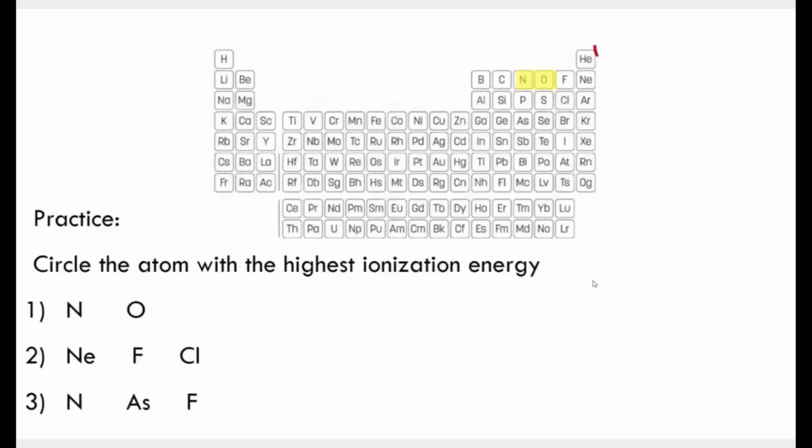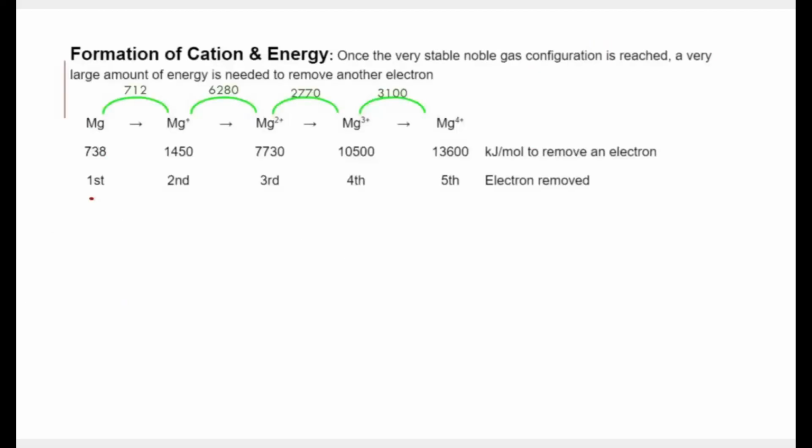If we look at each of them, N and O, which one is closer to helium? That's going to be oxygen. We've got Ne, F, and Cl. Which one is closest? Neon. When we've got N, As, and F. So these are not in a nice, neat, ordered row or column, but they're kind of both in each. We still just have to look which one is physically closest to He, and that's F.